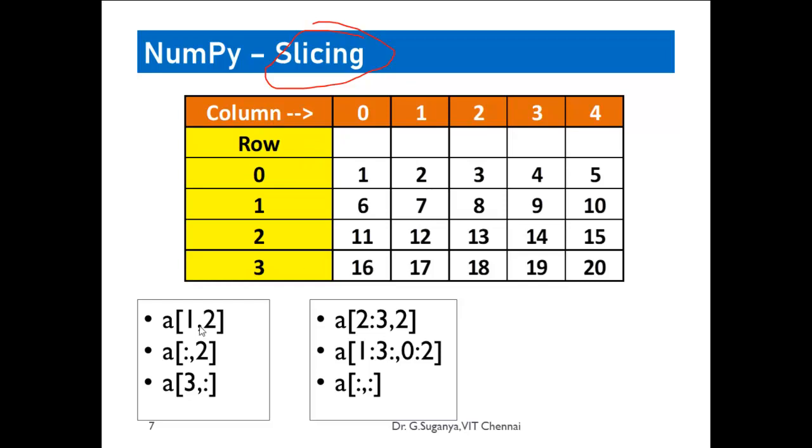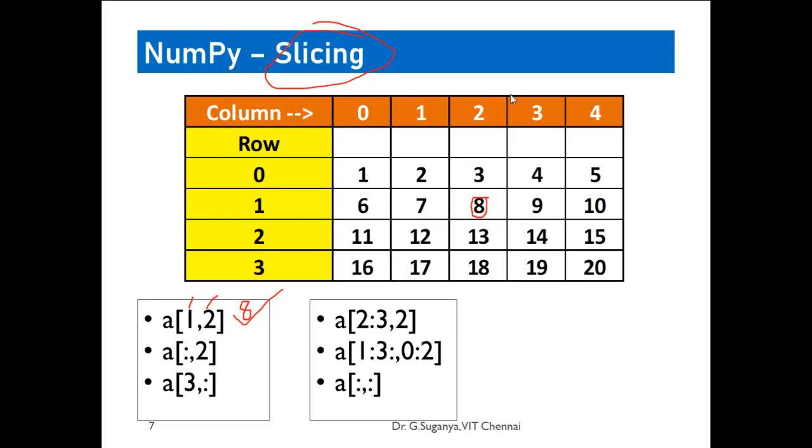Okay, and how do we access a particular element? Let us say a of 1, 2. Which element does it correspond to? The first index represents your row. The second index represents your column. So go to row 1 and go to column 2. So 8 is the value that will be returned by this particular operation, right?